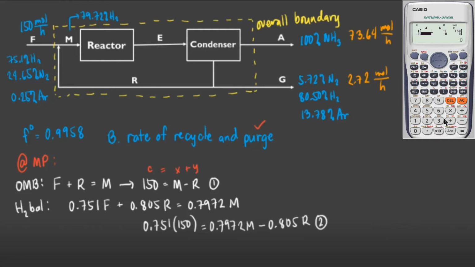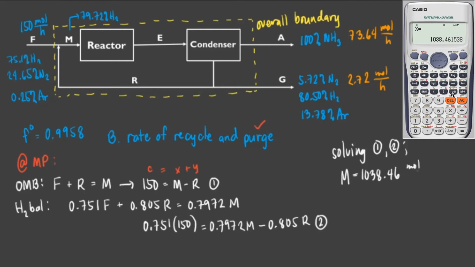For our second equation, the coefficients are 0.7972. For B, that is -0.805. And the constant is 0.751 times 150. Therefore, solving both equations 1 and 2 simultaneously, we were able to solve for the mixed feed, which is 1038.46 moles per hour. And the recycle stream is our variable y, that is 888.46 moles per hour.